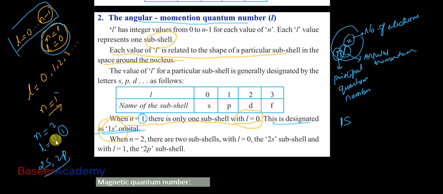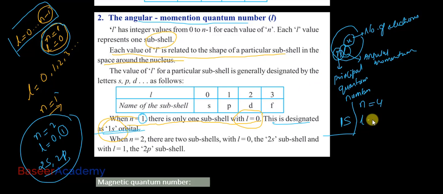We had one subshell. When n is equal to 2, we had two subshells, 2s and 2p. These are two subshells. Let us consider n is equal to 4. What are the possible values of L now? L takes values from 0 to n minus 1, right? What is n here? 4. 4 minus 1 should be 3. So L value should be 0, 1, 2, 3, up to 3. How do we write it?